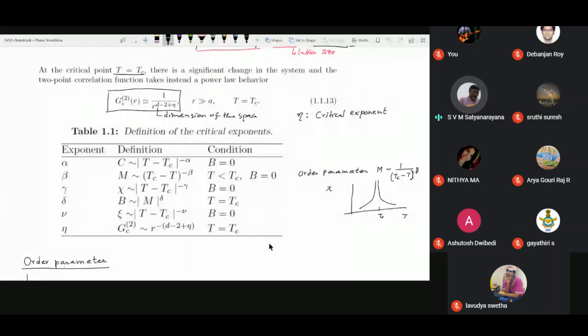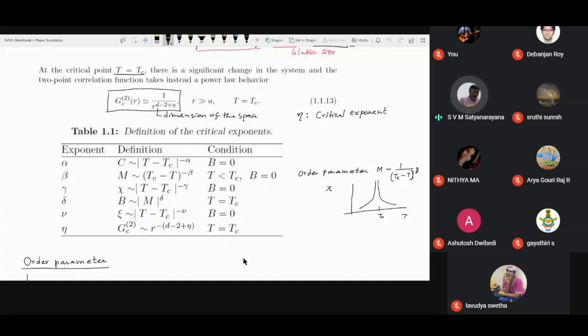Now, when people looked at these values, they realized that there is a kind of mystery, in the sense that the numerical values you get for these exponents turn out to be the same. For example, all these exponents are the same for the liquid to gas phase transition at the critical point, and they are also the same for the paramagnetic to ferromagnetic phase transition, and also the same for the superfluid to normal fluid transition.